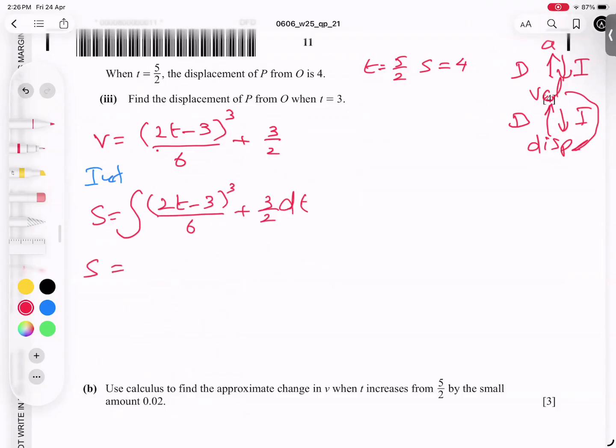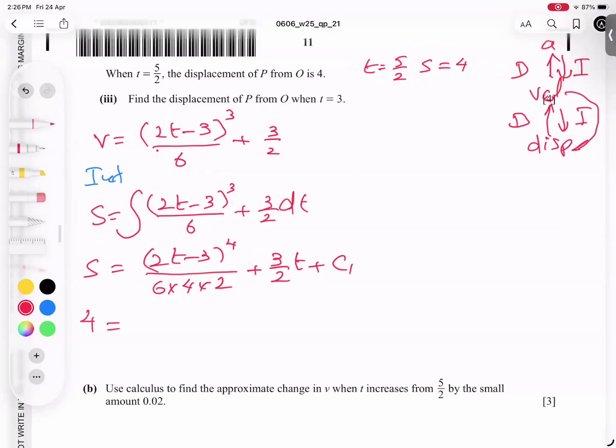Okay, increase the power by 1. You know it very well. So 3 becomes 4, and divide by 4. But 6 is already present. And this 2 comes extra. Where does this 2 come from? From the derivative of the base. And 3 by 2 will become 3 by 2 t. And C, when I'm writing, I call it C1, because C I used already. Okay, now students, I will plug in the data which is given to find it. So I'm going to put S equals 4.